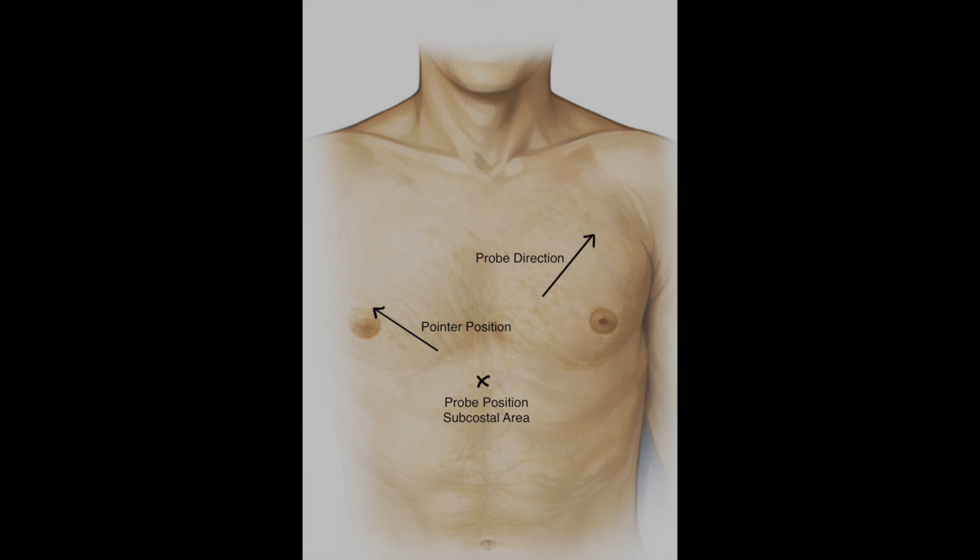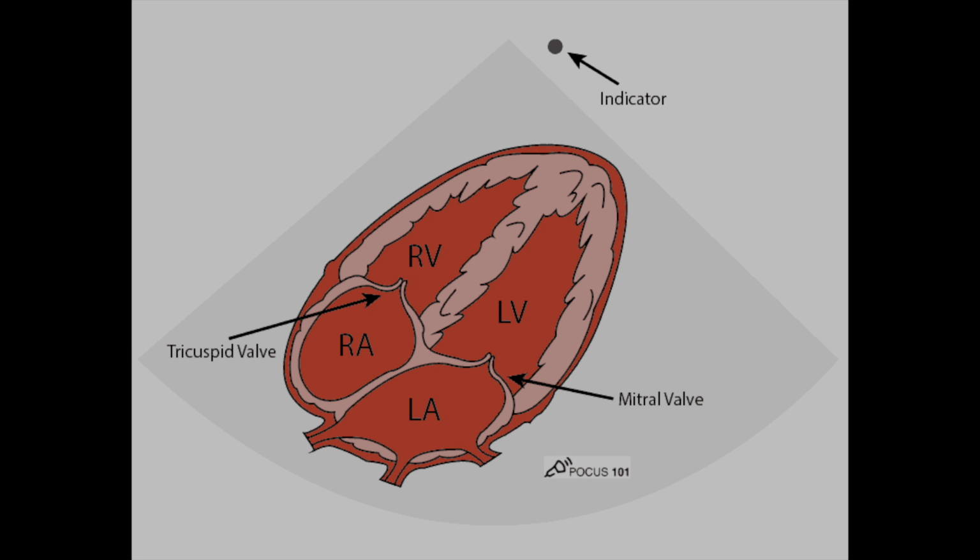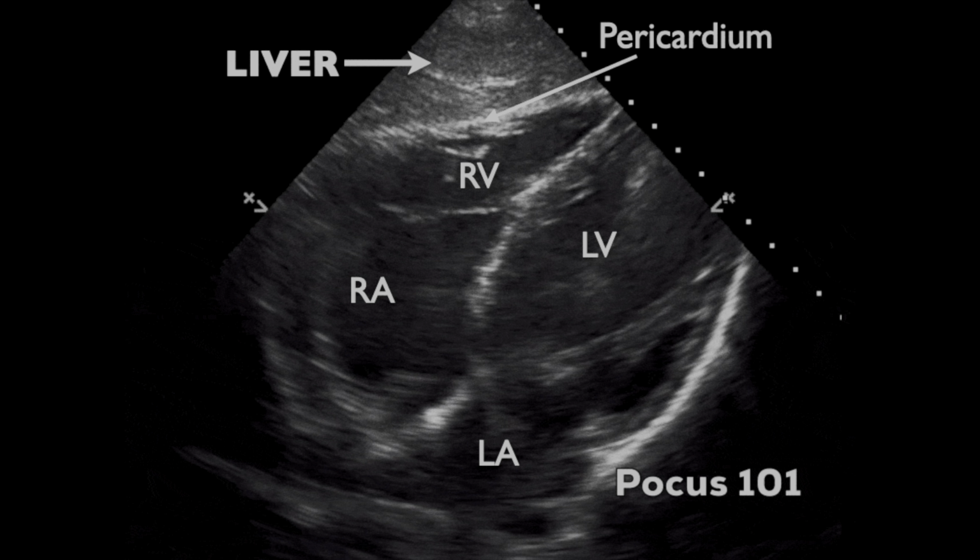So after the parasternal long axis view, short axis view, and apical 4-chamber view, the 4th view is the subcostal view. The probe position for this view would be subcostal area with the probe direction towards the patient's left shoulder and the pointer directing towards the patient's right. This view will again give you right ventricle, left ventricle view, left atrium, right atrium, the mitral valve, the tricuspid valve, and the interventricular septum.